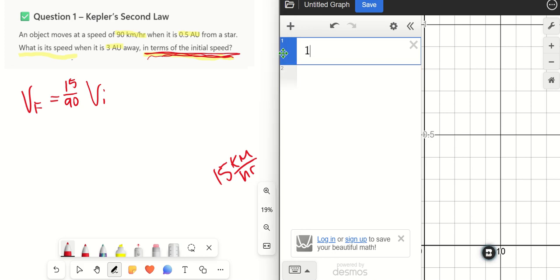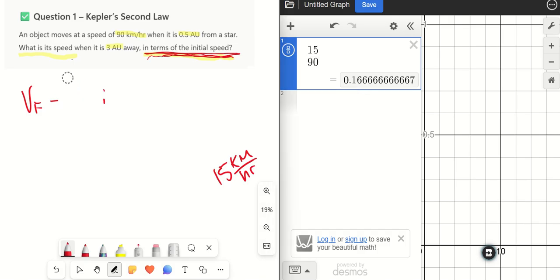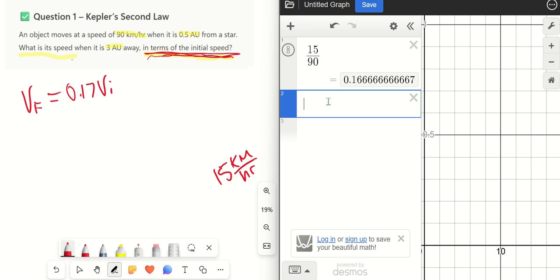So in terms of our initial velocity, this is going to be, now I could see that I have repeating 6's right here. I'm just going to round that first 6 to a 7 because this is 5 or greater. I'm going to put 0.17. This is telling me that my final velocity is equal to about 0.17 of my initial velocity. So if I took this initial velocity of 90 and I multiplied it by 0.17, I'm going to get something really close to 15. Now let's try this. 0.17 multiplied with 90 gives us 15.3. We get this little rounding error because I rounded here.